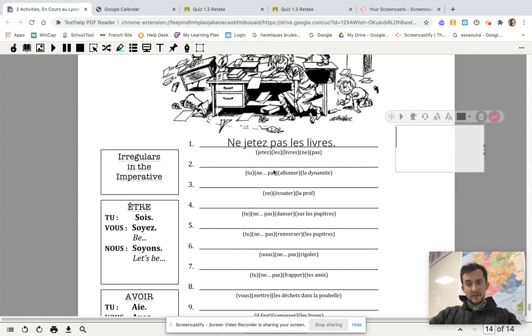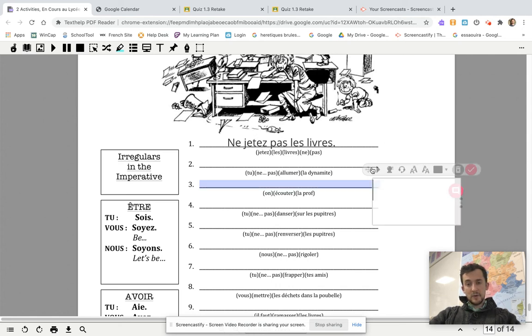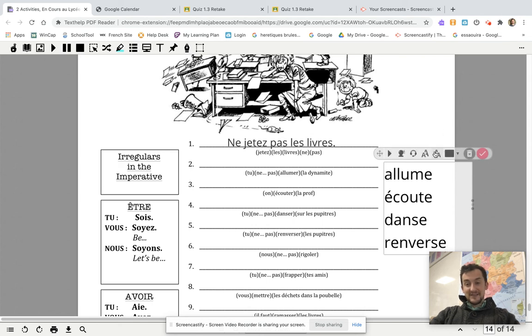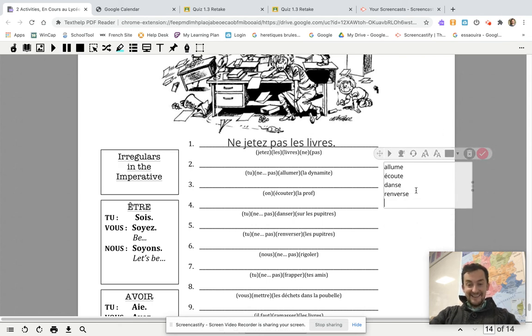You're going to conjugate these verbs, though. I don't know why that one's conjugated for you. If you'd like, I can go through and conjugate. Otherwise, you can pause the video and do the work on your own, and you're done. So the rest of them, since it's tu, allume. Since it's écoute, since it's tu, it's going to be danse, no S. Since it's renverser, renverse, that means don't flip over the desks. Rigoler is don't laugh. So rigolons, because notice it's nous. Frappe is with a tu.